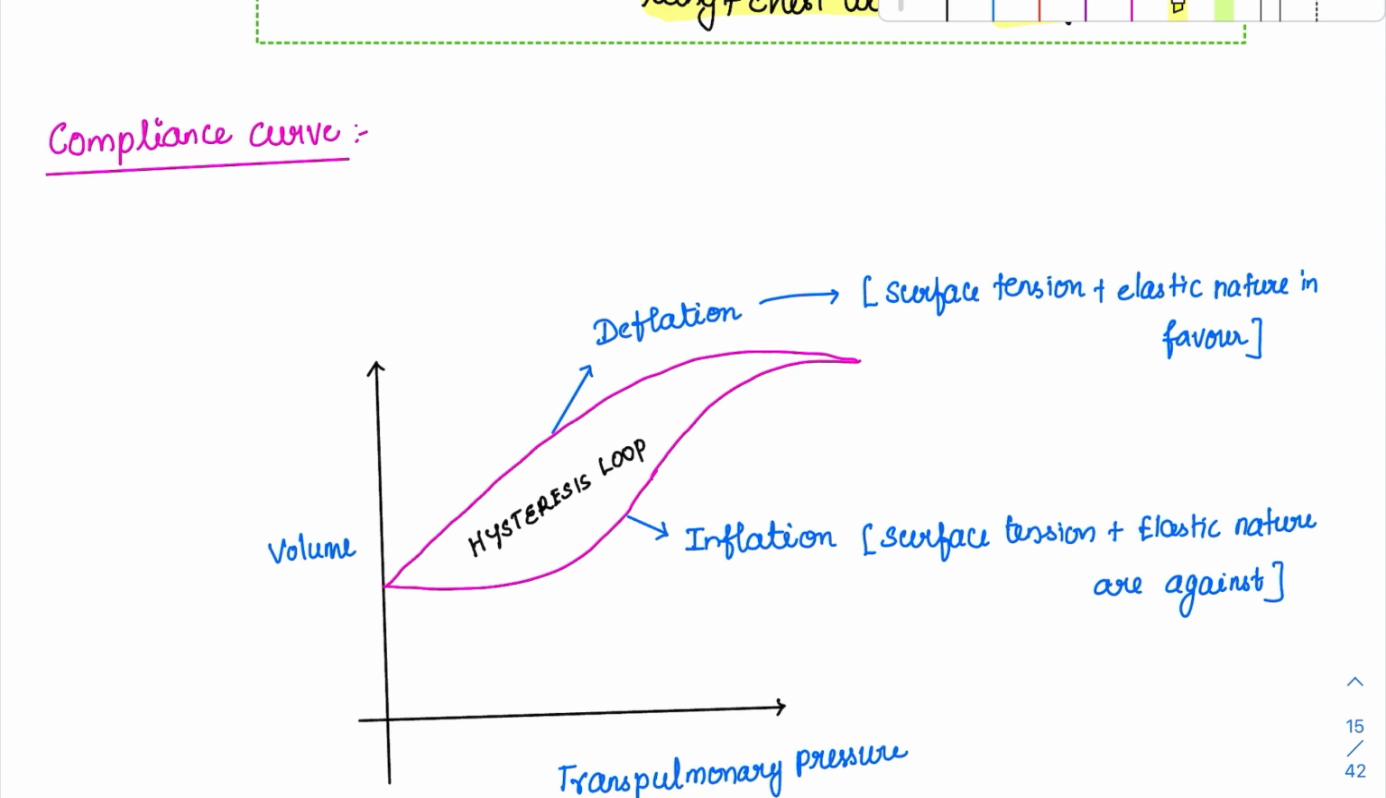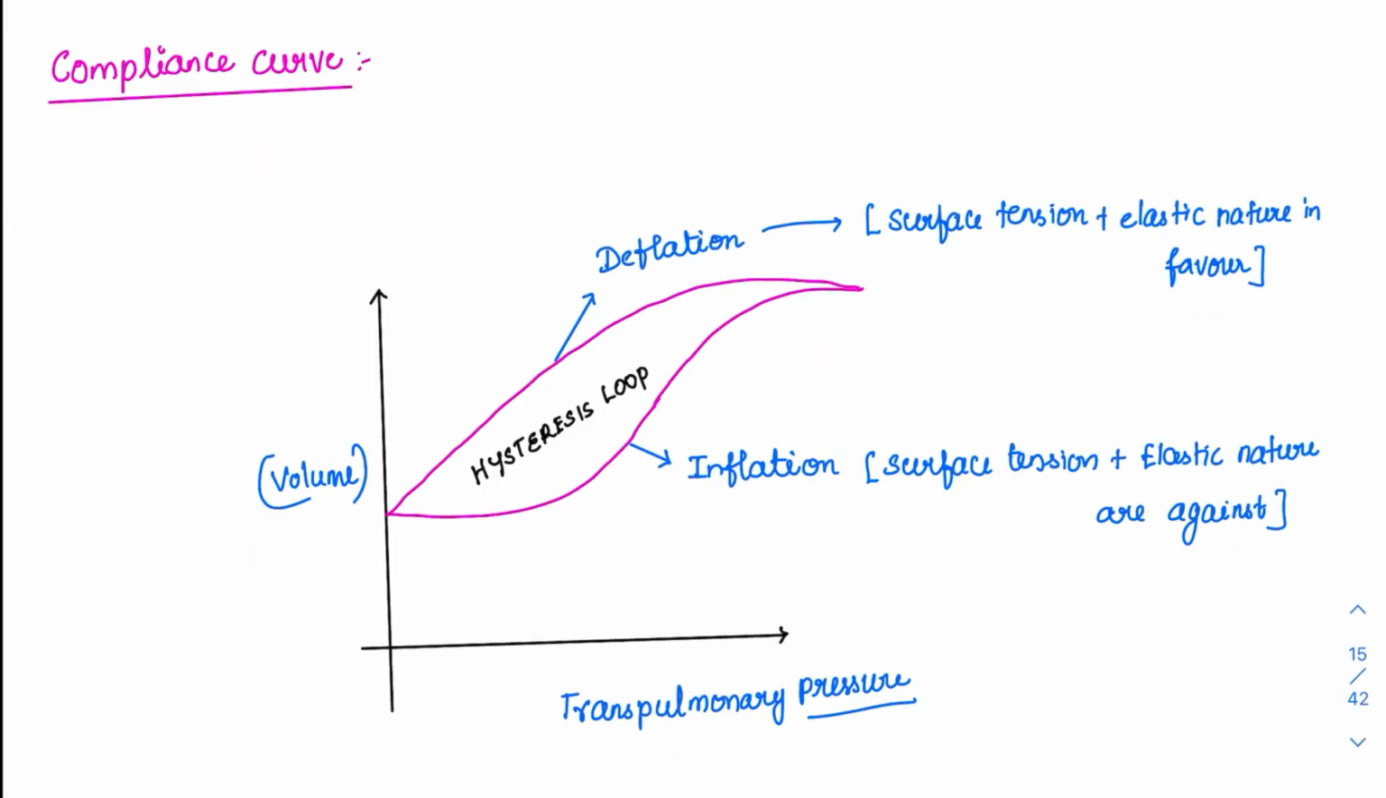What is the compliance curve? Whenever we plot pressure against change in volume, that is, change in volume with respect to change in pressure, that is compliance. When this was experimentally done for the lung, they acquired a curve something like this. In this curve, there is a portion which is the inflation of the lung, and there is a portion where there is deflation of the lung, that is the expiration. When you compare inflation and deflation, it is not going through a straight line. So what is the reason behind it?